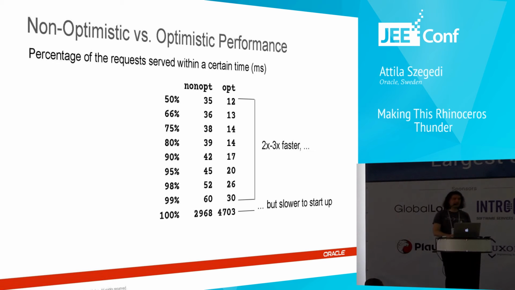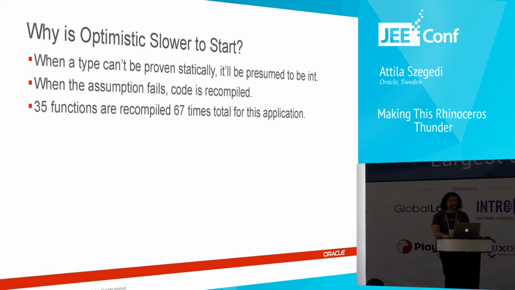It is slower to start up though. As you can see, the startup goes from 3 to 4.7 seconds. But this is because we generate a version of code, start running it, bump into a type limitation, have to bail out, and recompile. So there's startup churn with this. I measured it, and 35 functions are recompiled 67 times total in order for the crypto benchmark to run once. But of course, once it ran, afterwards it's faster.